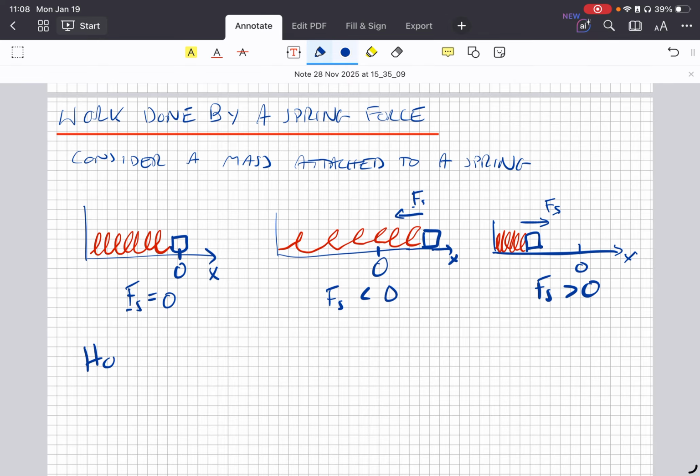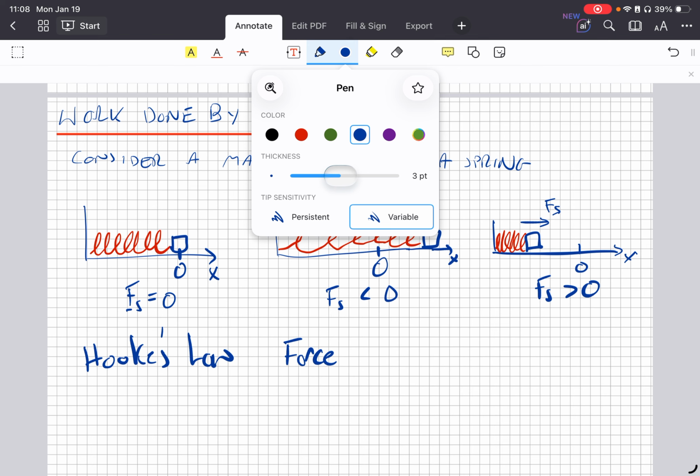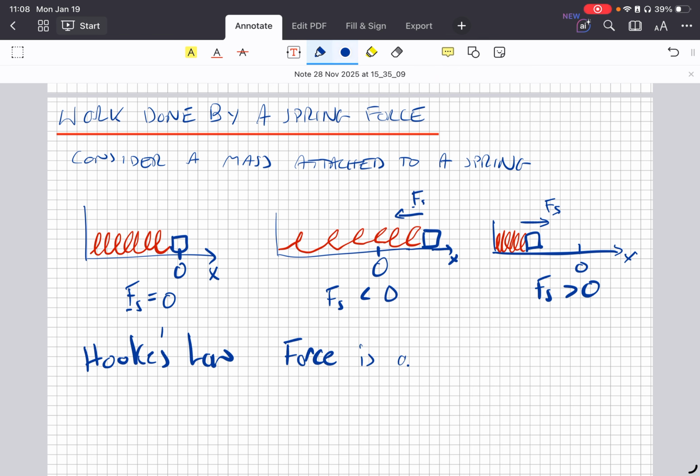This is encapsulated in what's called Hooke's law, which some of you might have seen before. Hooke's law says that the force is approximately proportional to the position.